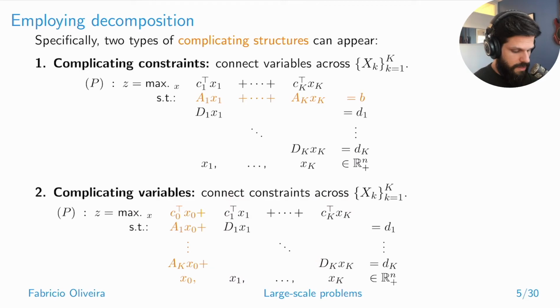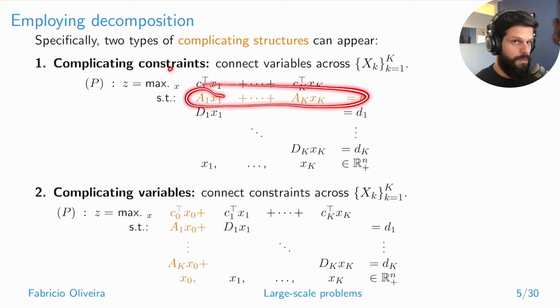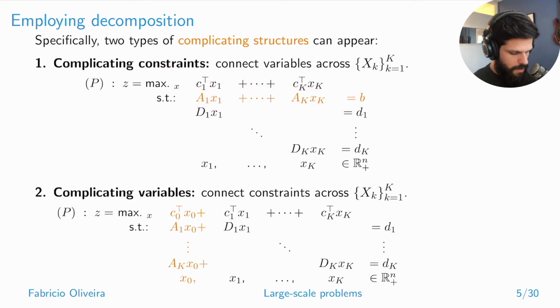So a complicating constraint connects the subproblems more or less horizontally, and complicating variables connect them somewhat vertically, creating a connection across the subproblems. And basically because you have these two types, we have the two types of decomposition methods we are talking about in this lecture. So you have, at your hands, tools to deal with either case.